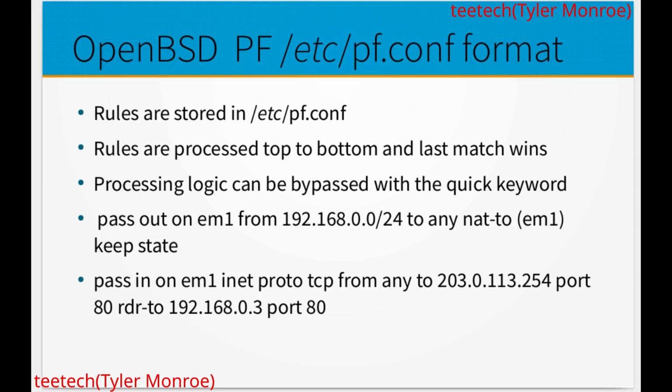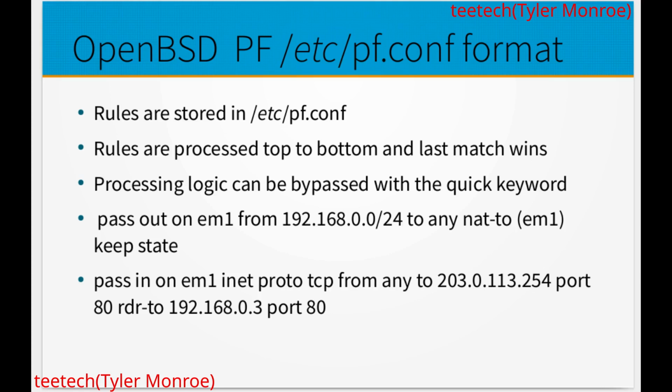So the pass in on EM1, a lot of it is actually the same. The pass does the same thing, but this time we're saying in, so it's coming into the firewall. And another thing is, when you say in, there's usually no state yet either. Out, there usually is a state that allowed it to come in on an interface to begin with, okay? So we want to pass in on EM1, and we want to say inet because that means IPv4.